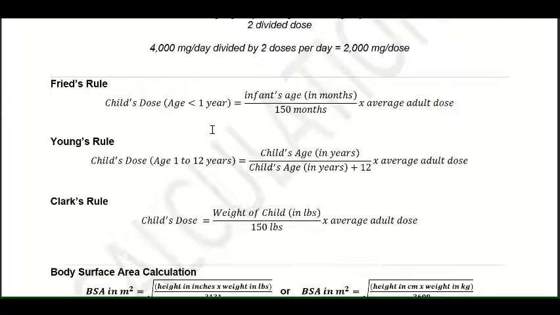So the child's dose is equal to weight of child in pounds divided by 150 pounds times average adult dose. If you can recall, a kilogram is equal to 2.2 pounds, in such a way that 10 kilograms will be 22 pounds. Okay, it should come in handy to you.